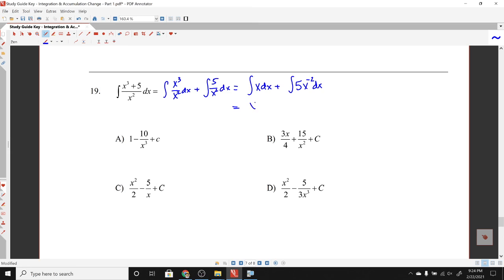So the integral of x is x squared over 2 plus 5x to the minus 1 over minus 1 plus c. So I get an x squared over 2, which looks like c or d, plus, and then we see that this 5x to the minus 1 becomes minus 5 over x. All right, that finishes the multiple choice part. The next video will be the free response question.